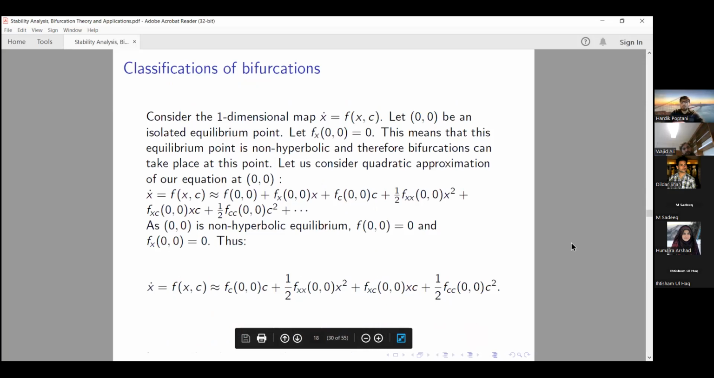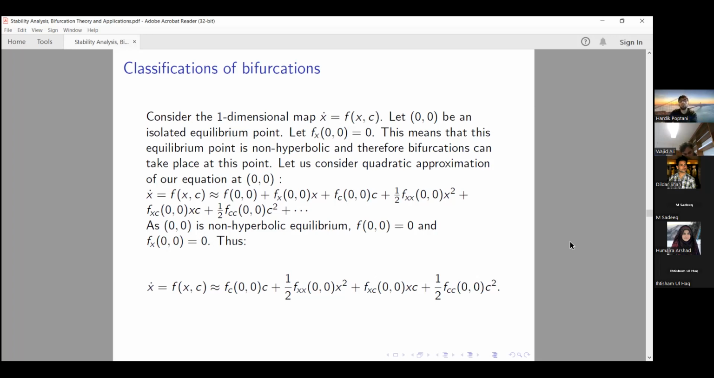So now we will look at two types of classifications of bifurcations. There are three types, one called fold bifurcation, one called transcritical bifurcation, and one called pitchfork bifurcation. We will talk about only two of the three because of time constraints.